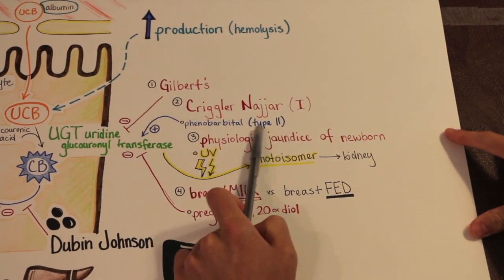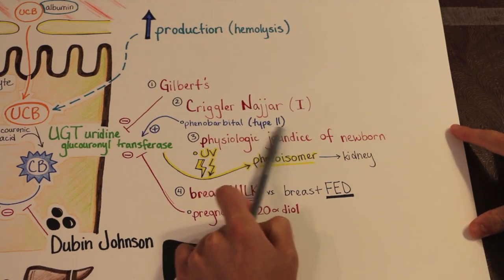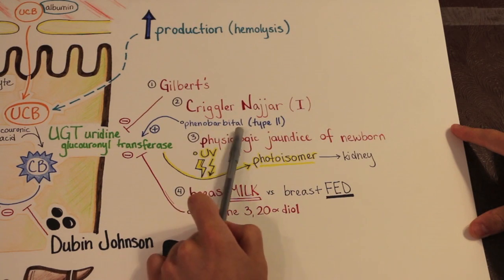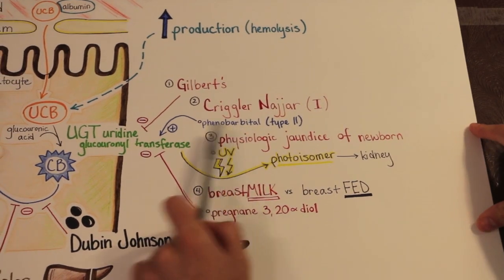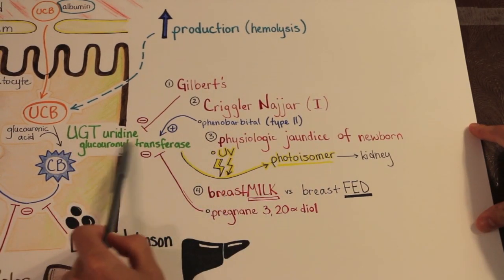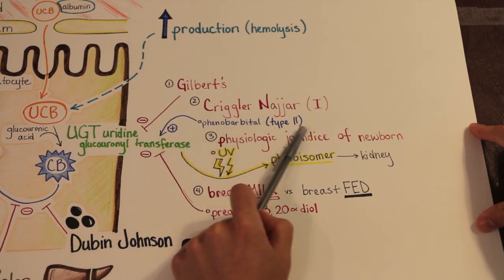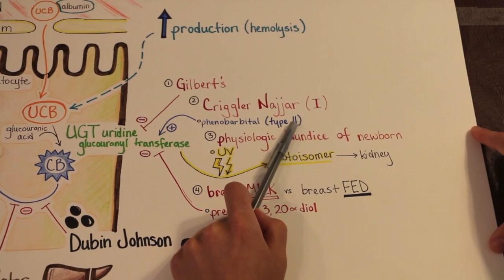There's a second type of Crigler-Najjar known as Crigler-Najjar type 2. This is very similar to Gilbert syndrome. It's less severe than type 1, and treatment is actually based on phenobarbital, which will induce UGT. It's one of the cytochrome P450 enzymes, and phenobarbital, as you know, is a CYP inducer.